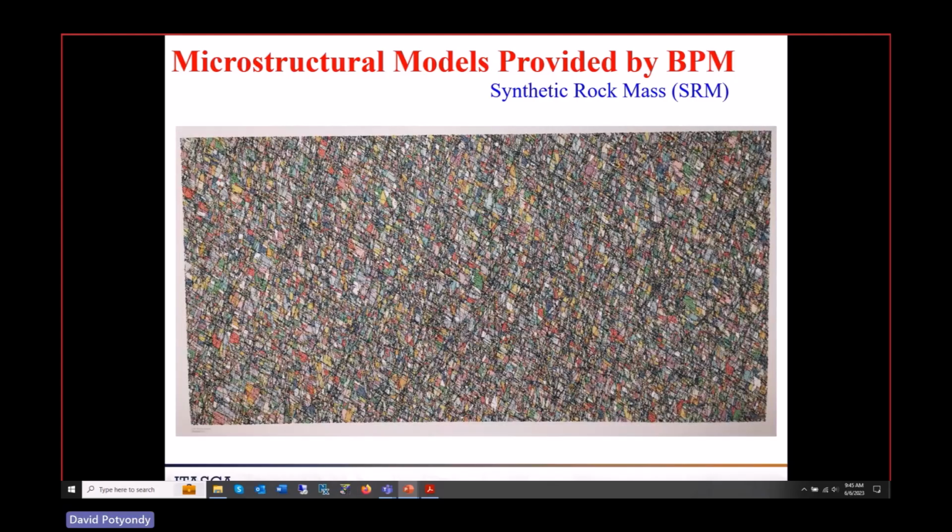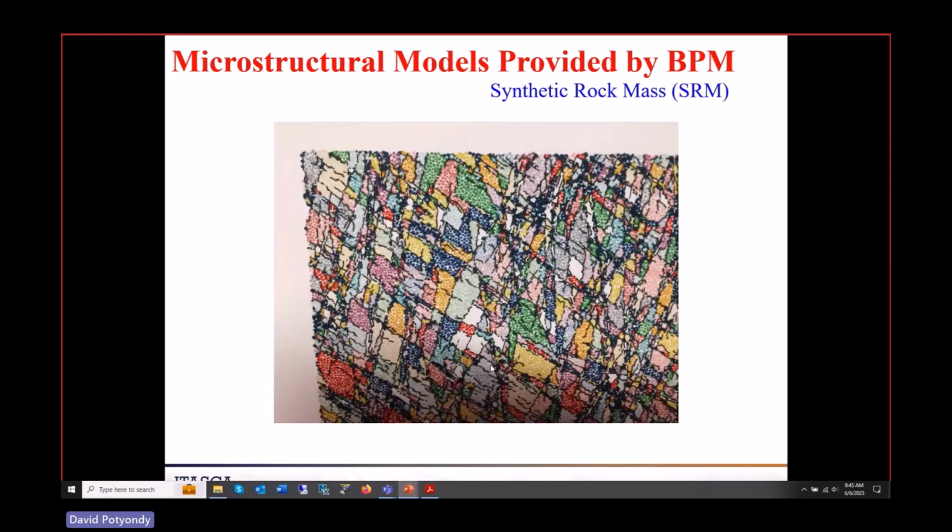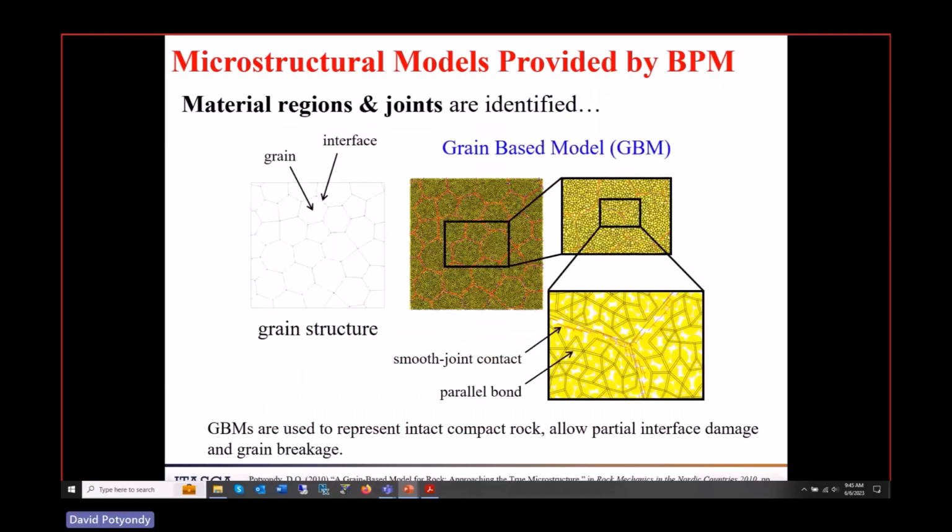This is actually a poster that I have in my office. This was created for a guy who was retiring from De Beers, the diamond company. De Beers was one of the original funders of the PFC development back in 1995. And when this guy retired, we made him a big synthetic rock mass model and made this poster for him. So there's the idea.